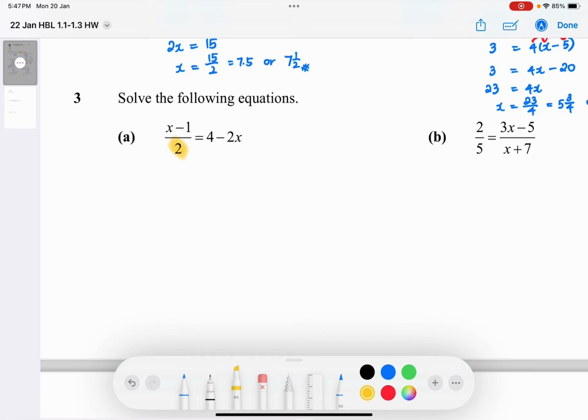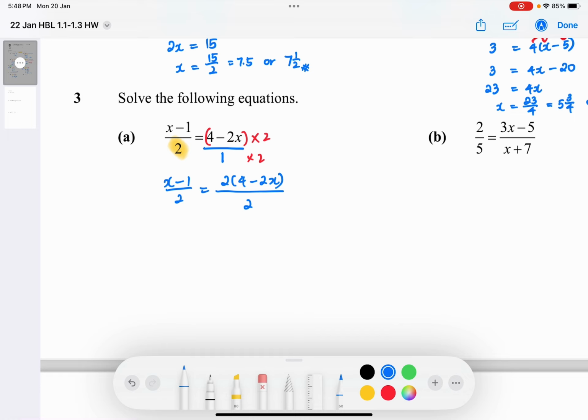So the other side's terms, you can treat this entire 4 minus 2x as one term, right? So this will be over 1. The whole thing is over 1. So I will multiply 2 on both the numerators and the denominators, okay, so that I can create a fraction with denominator 2. So this will be x minus 1 over 2 equals to 2 bracket 4 minus 2x over 2.